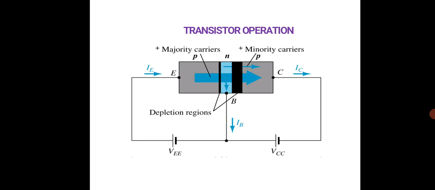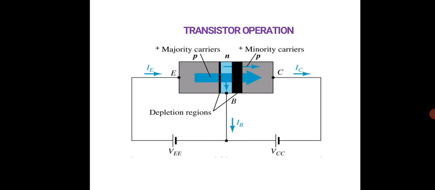You can see here we are looking at a PNP transistor. You have majority carriers and here there are minority carriers. You can see there is an emitter current flowing in, and a collector current flowing out, as well as the base current. Here P is the majority carrier and N is the minority carrier.